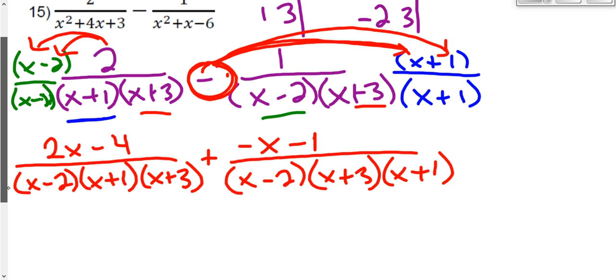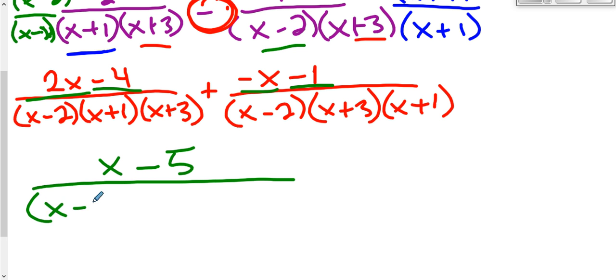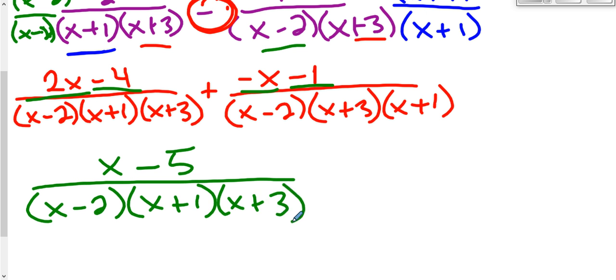All right, all I have to do now is combine my numerators by combining like terms. So I have 2x and minus x. I'm just going to have x left over. And negative 4 minus 1 is minus 5. With my denominator, x minus 2, x plus 1, and x plus 3. Now everything is factored, and my numerator is simple enough to see that nothing cancels, so that is going to be my final answer.